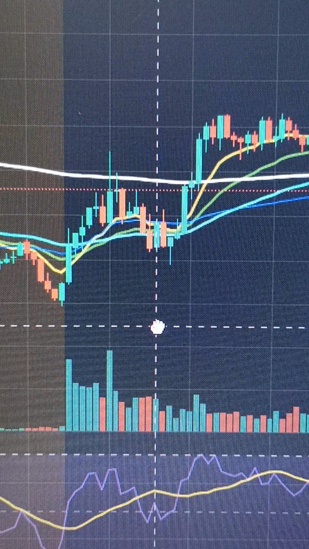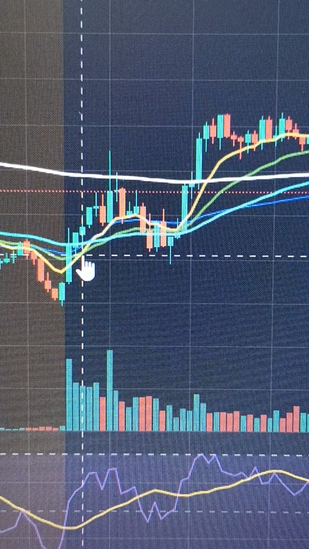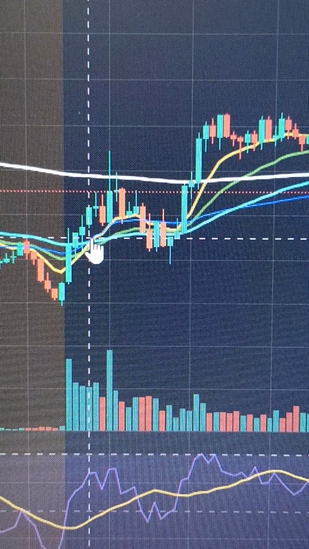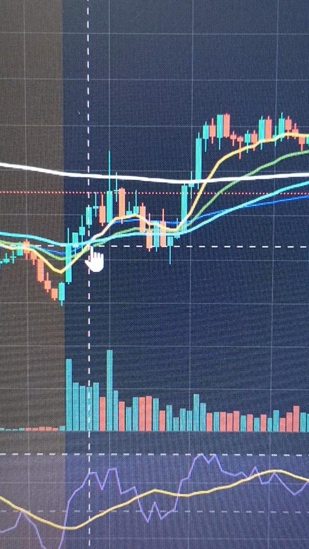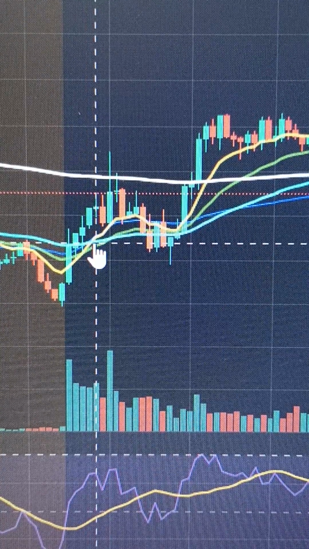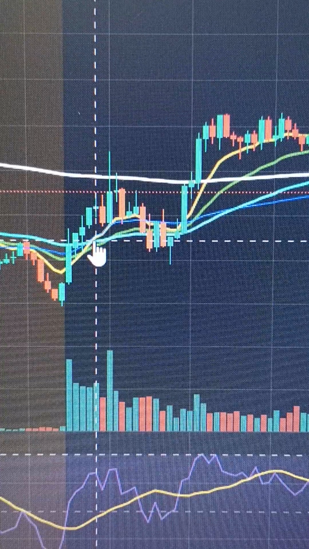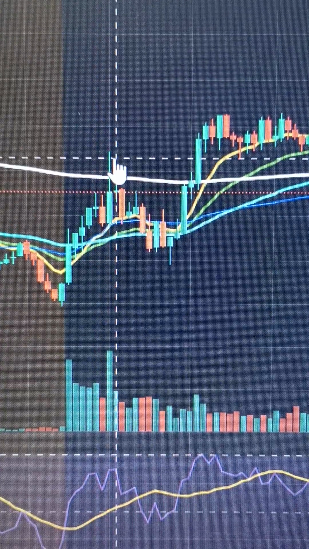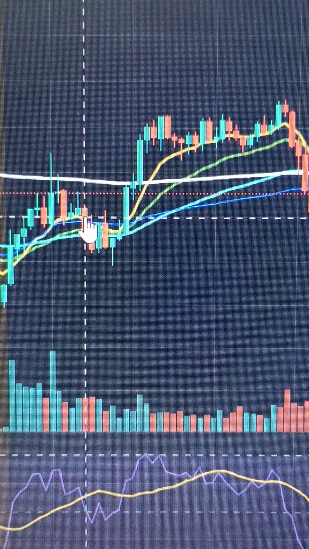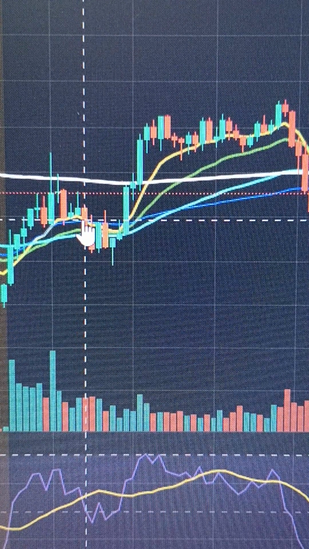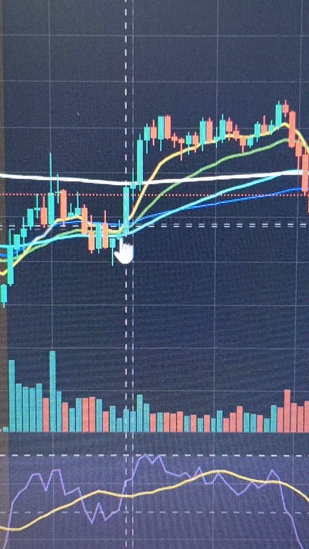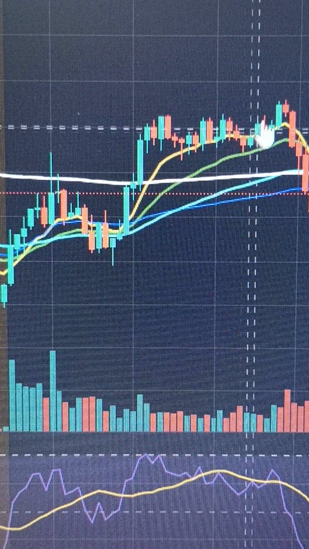As you can see here, once the 9 EMA crosses above the 21 EMA and also the 50 EMA, that is a very bullish indication. Once it crossed right here, the market continued to go up. And as you can see, as the 9 maintained above the 21 and 50, the trend continued to go up.